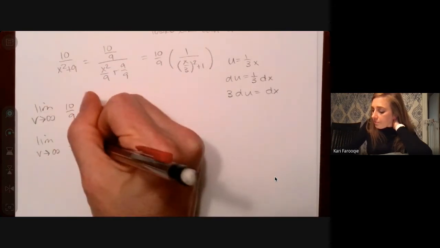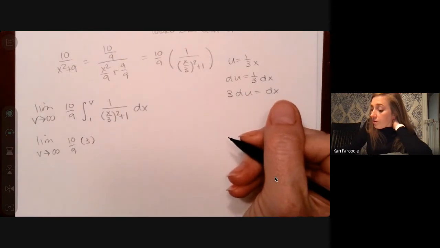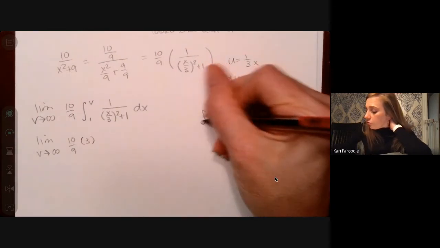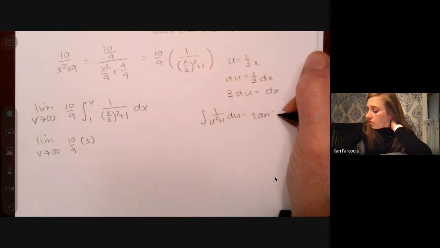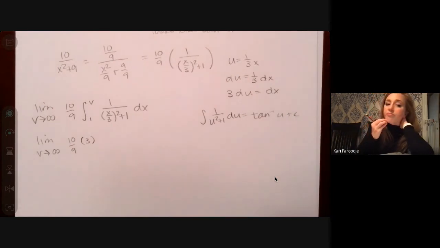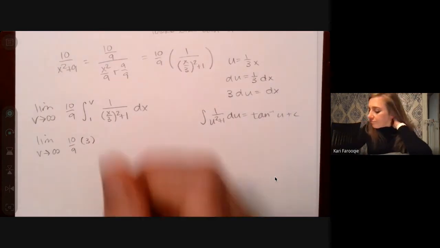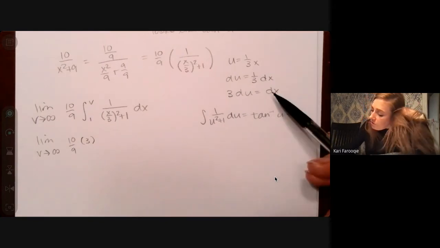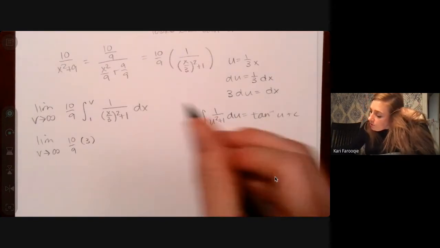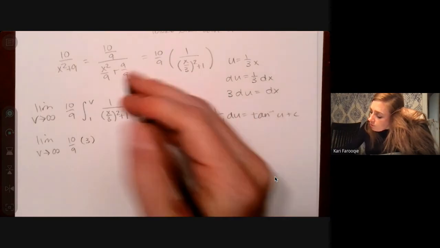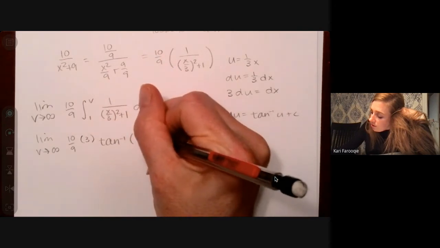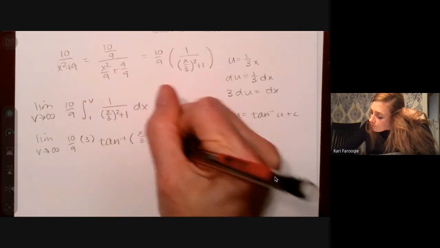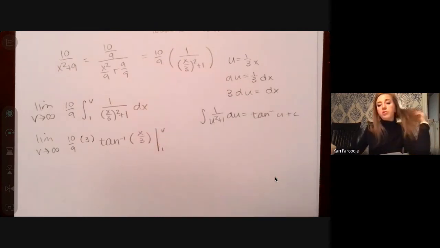10/9 times 3. And then remember, and maybe I'll just give you the form here. It's the integral of 1 over u squared plus 1 du is the inverse tangent of u plus c. Okay, so if the dx is 3 du, now I have everything that I need for my form here, and I can say that this is the inverse tangent of u. I'm not going to write my plus c because I technically don't have a plus c in this instance.